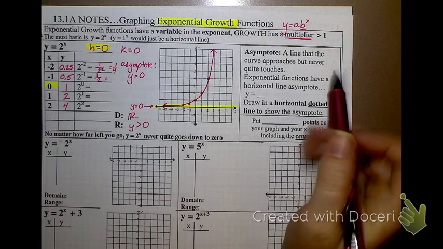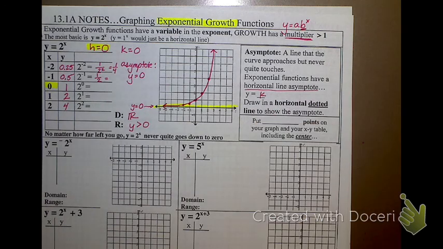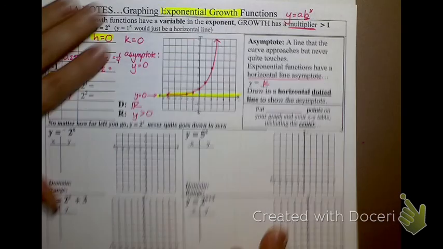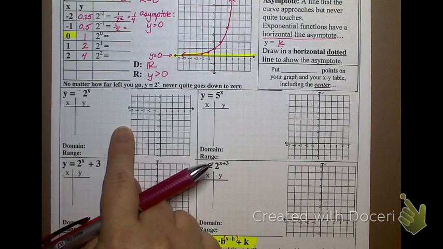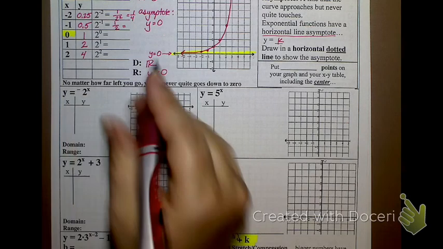Let's go ahead and fill this in. The horizontal asymptote, your equation is always y equals k, just so we got that. And let's move on to another one. Let's look at this guy. How is this one different than the one we just did? There's a negative in front of it. What do you think that's going to do? Let's think about this for a minute.